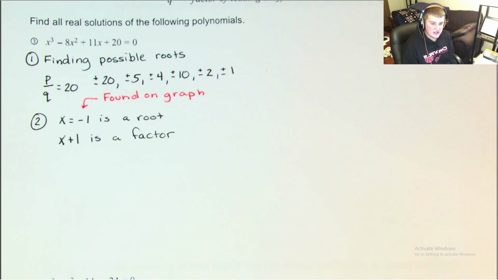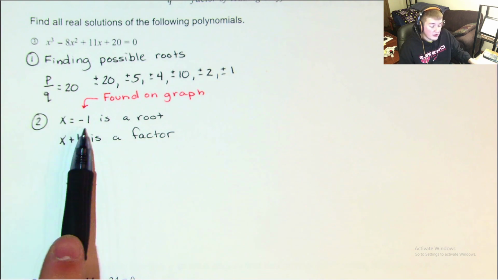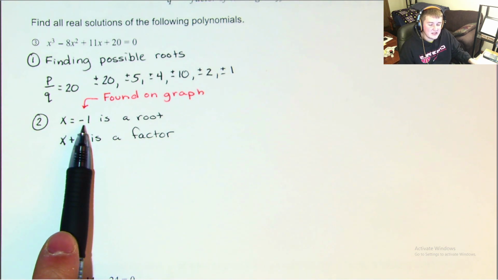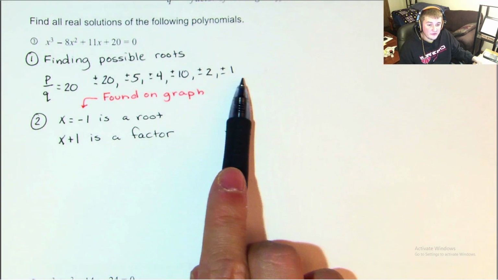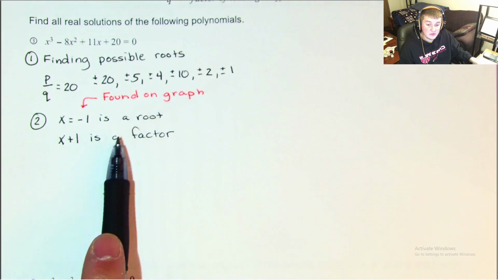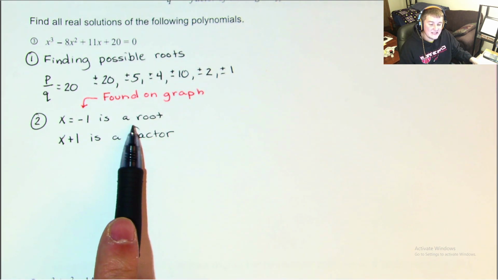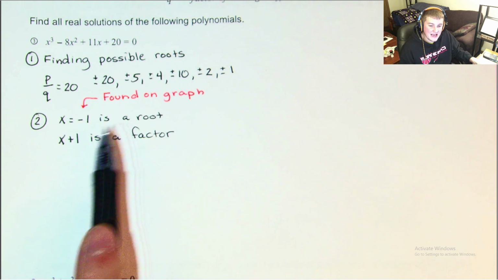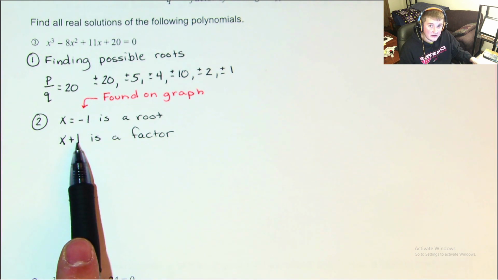Okay, so I'm just giving everybody some time to absorb everything that I've said. We found x equals -1 on the graph. That's where we believe it crossed the x-axis. It's a possible root for us, so I believe it to be a root. Since x minus 1 is a root, I believe that x plus 1 is a factor.